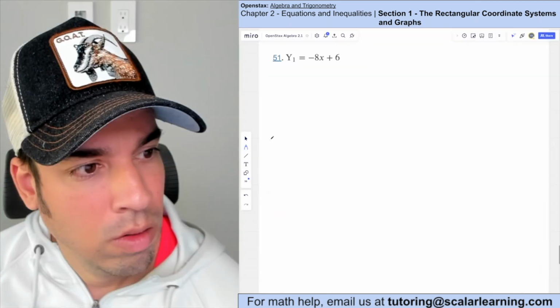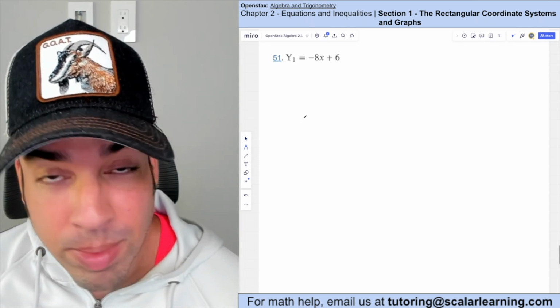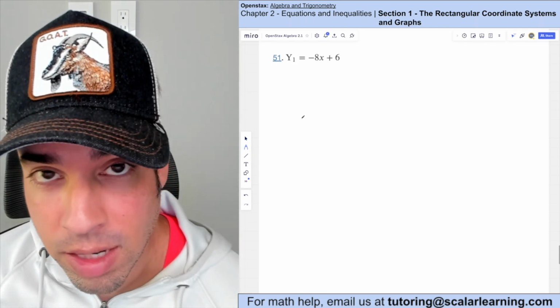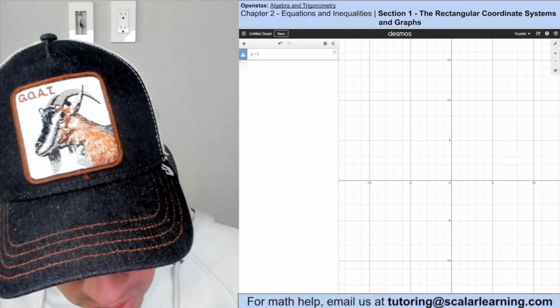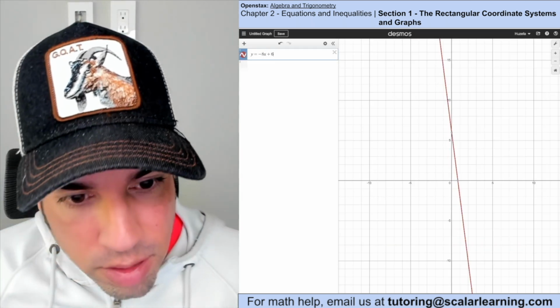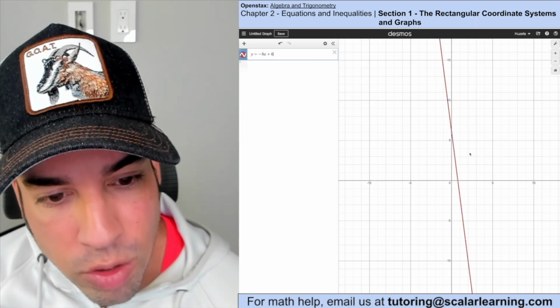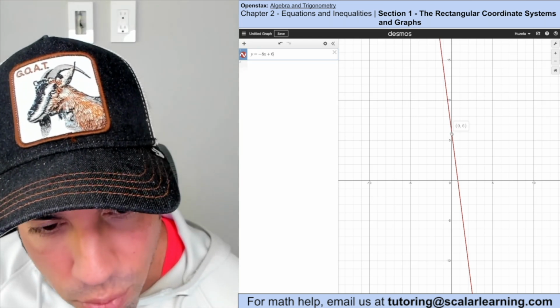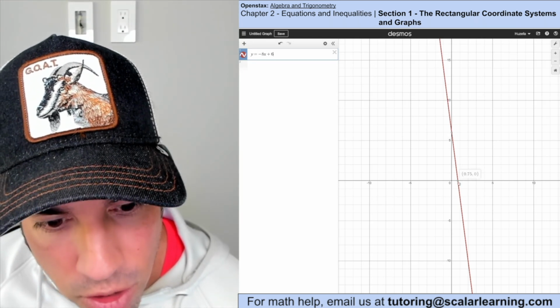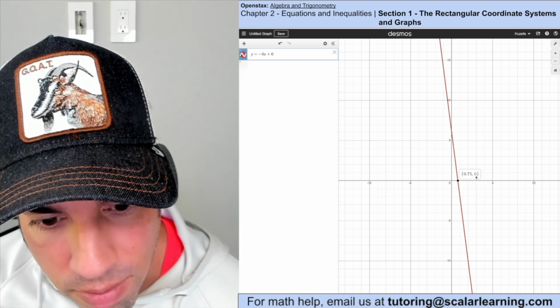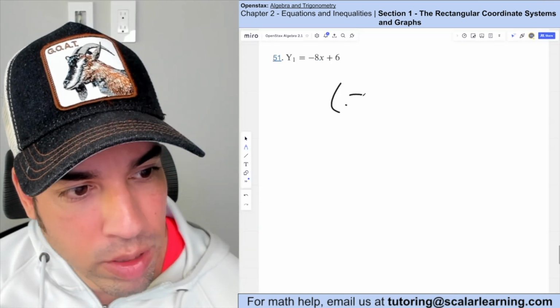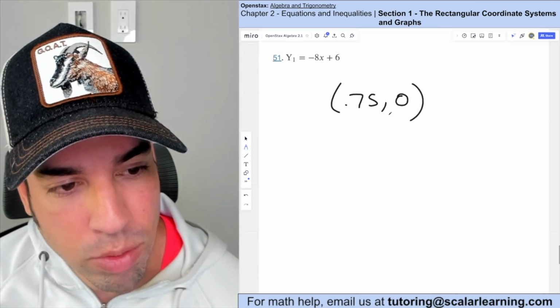Boom, done. For 51, we're trying to find the x-intercept. Again, I'm going to use Desmos instead of a Texas Instruments calculator. So y equals -8x plus 6. To find the x-intercept is really cool because you can see it already creates a point for the y and the x-intercepts. Here's your x-intercept, and it's at (0.75, 0). So (0.75, 0), boom, done.